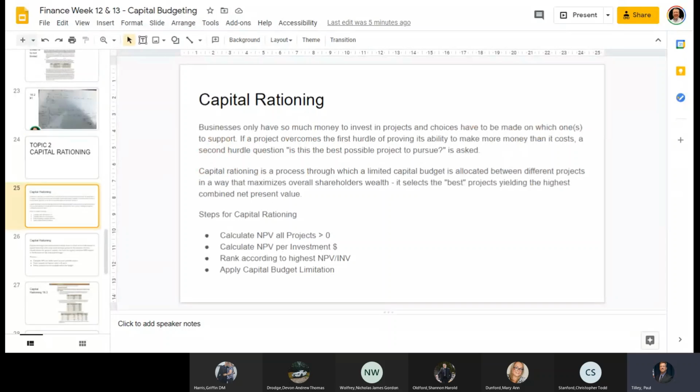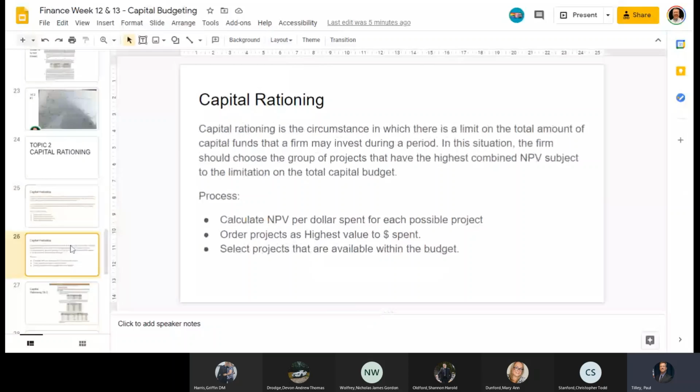So capital rationing really involves picking out the ones that make the most sense to do. That's all it is. What are the best projects? We're going to pick the ones that yield the highest rate of return. So what do we need to do in order to do this? Basically, we calculate the net present value as we've just done in those examples. We're calculating net present value per dollar spent on every project, and we simply rank the projects on the highest value to dollar spent.